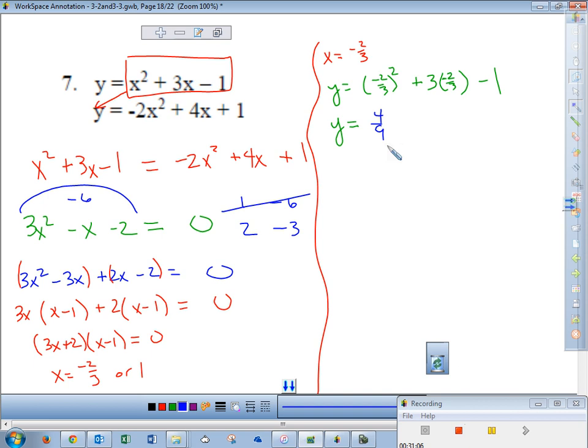Cool. 3 times negative 2/3. Boy, I like that, because this times 3 and this divide by 3 are inverses of each other. They cancel each other out. What are you left with right there? Negative 2. Then you have your minus 1 coming down also. Then I need to add these together, so let's get a common denominator. This would be 4/9 minus, turn those guys into 9ths.